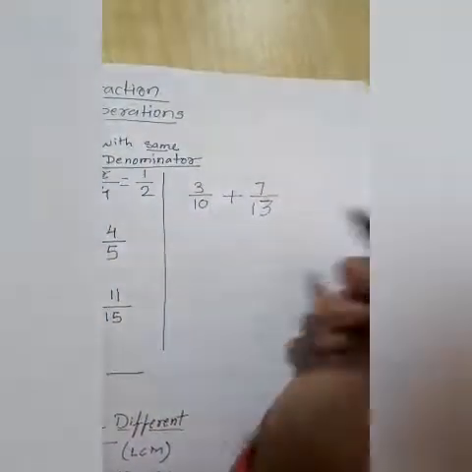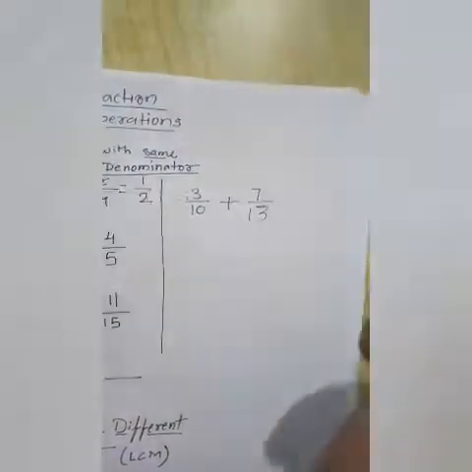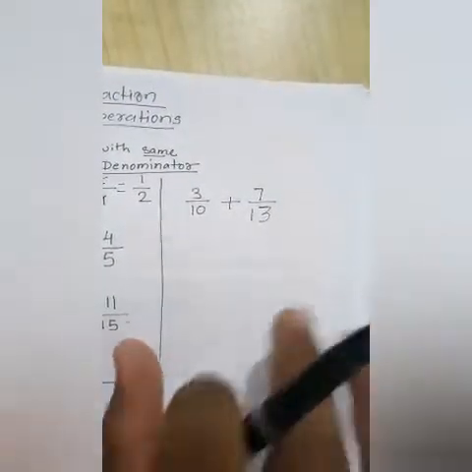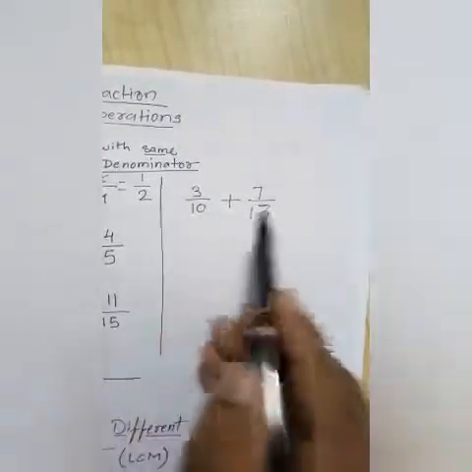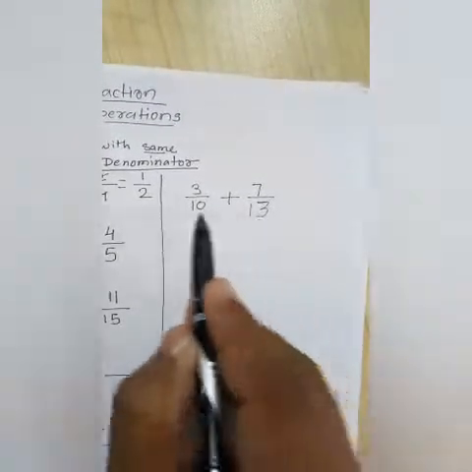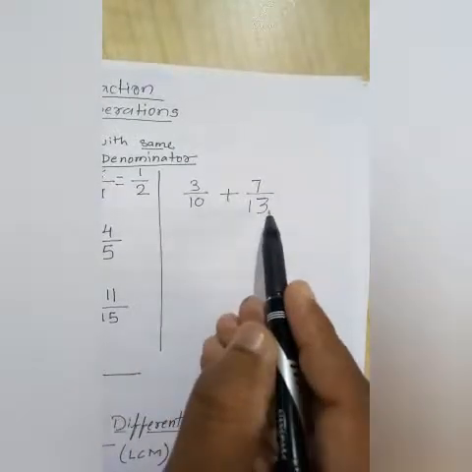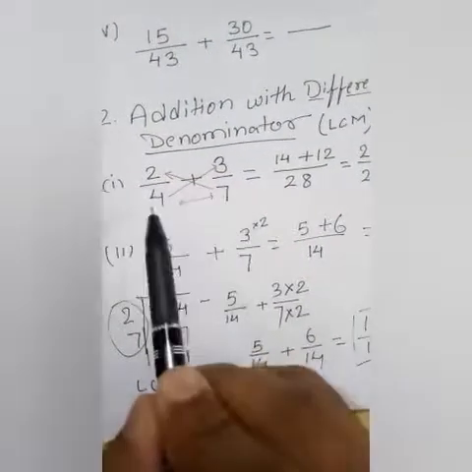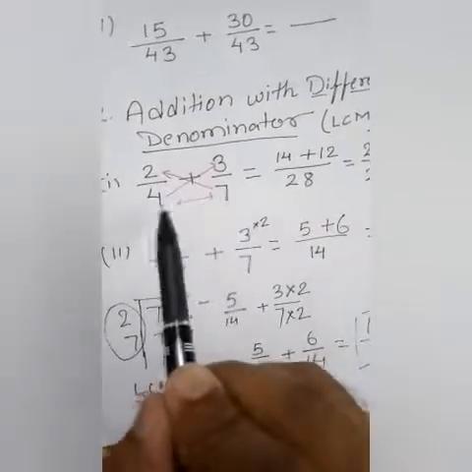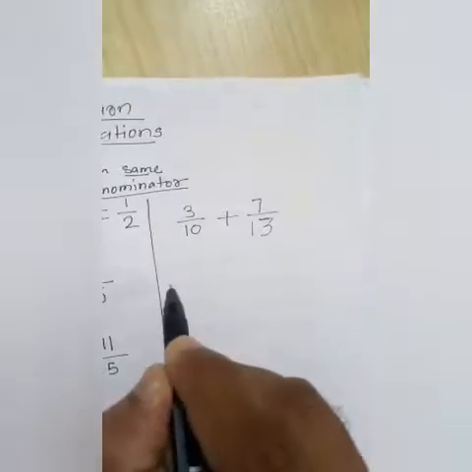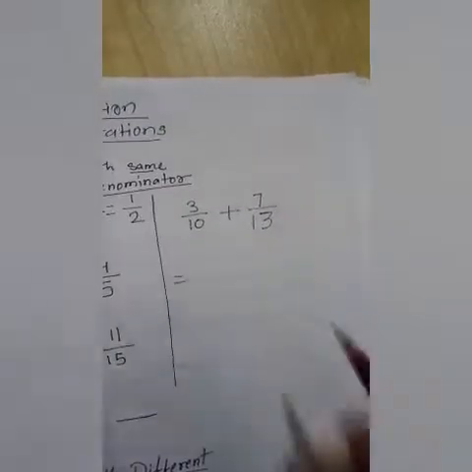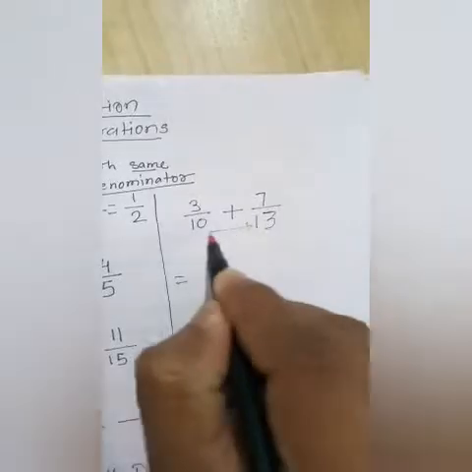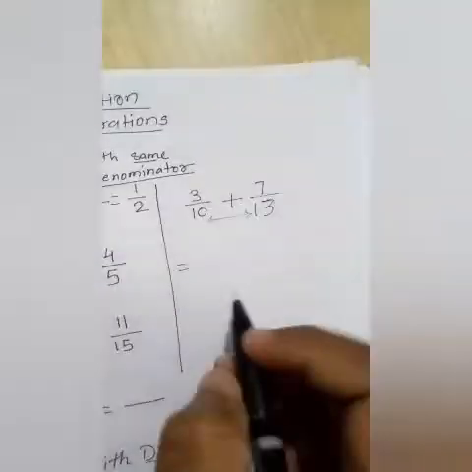Now they do not come in each other's table, and 13 is a prime number, right? So what to do? You have to take the LCM. Do they come in each other's table? In the table of 10 do you get 13, or in the table of 13 do you get 10? No way. So this is the first kind, where one number is prime and the two denominators do not come in each other's table. So what to do? Simple.